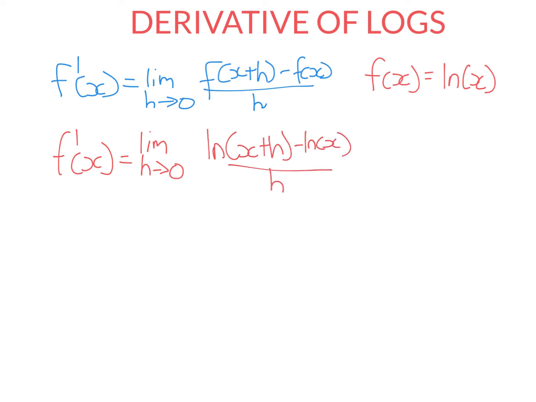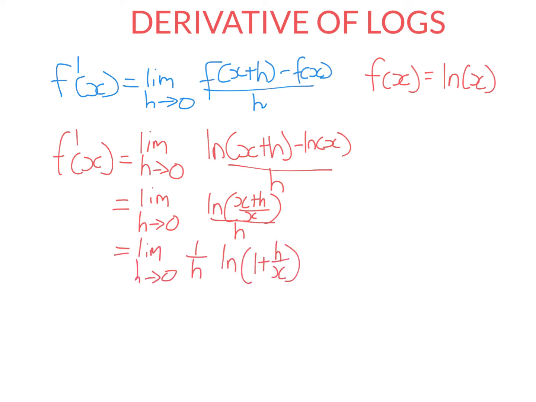So for our next step, we're going to combine this into one log, because we know from log laws, when you subtract the logs, we just divide their arguments. So now I'm going to make this a little easier to work with. I'm going to move this 1 over h to the front, and I'm going to rewrite this. x divided by x is 1, so it'll be 1 plus h over x.